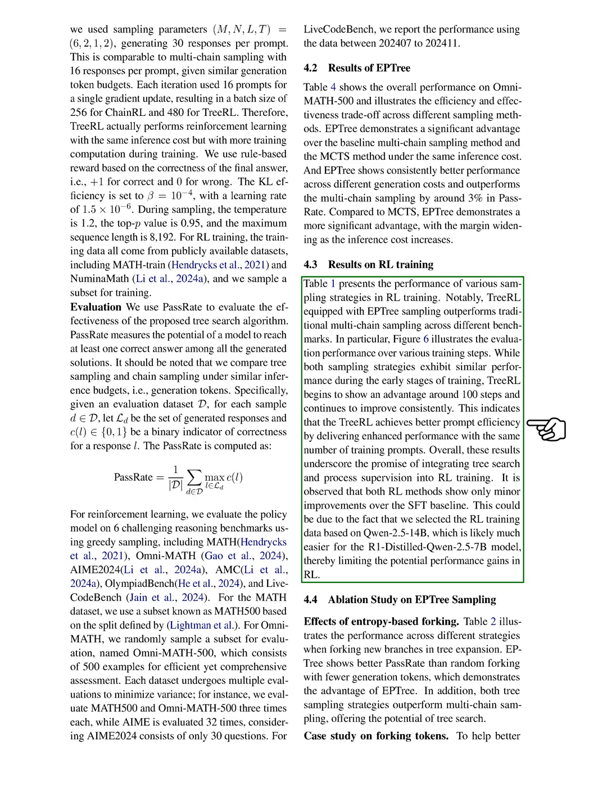In our ablation study on EP tree sampling, we examined the effects of entropy-based forking. The table shows that EP tree has a better pass rate than random forking with fewer generation tokens, demonstrating its advantages. Both tree sampling strategies outperform multi-chain sampling, showcasing the potential of tree search. We also conduct case studies to analyze the types of tokens selected for forking.